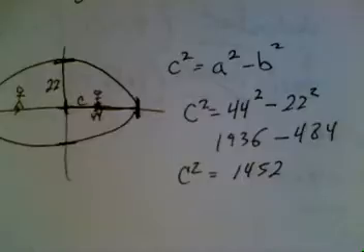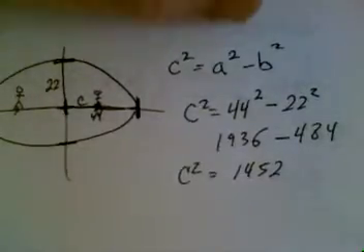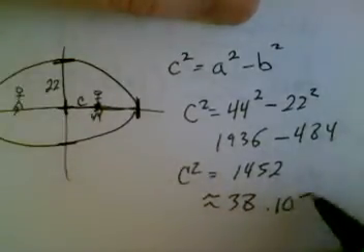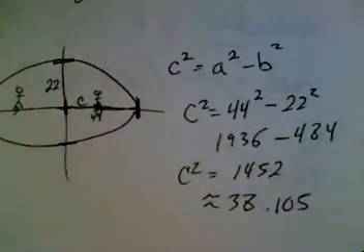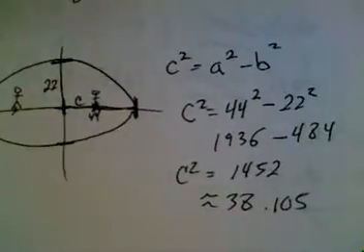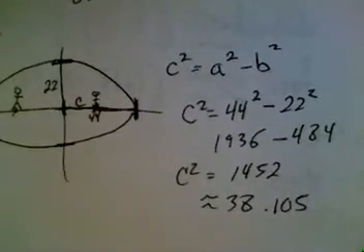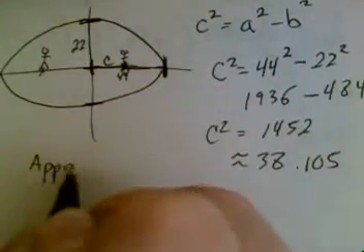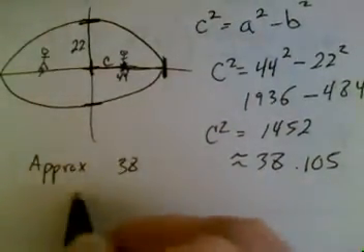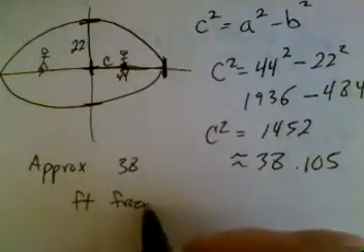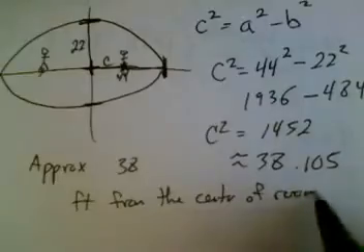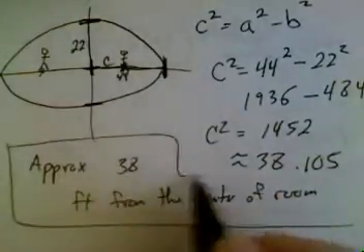So then what is the square root of that number? Well, the square root of that number is approximately 38.105. Now I'm going to read this question again. Determine where the foci are located. It doesn't tell me to round. So I'm going to say it is approximately 38 feet from the center of the room. That's what I'm going to say as my solution.